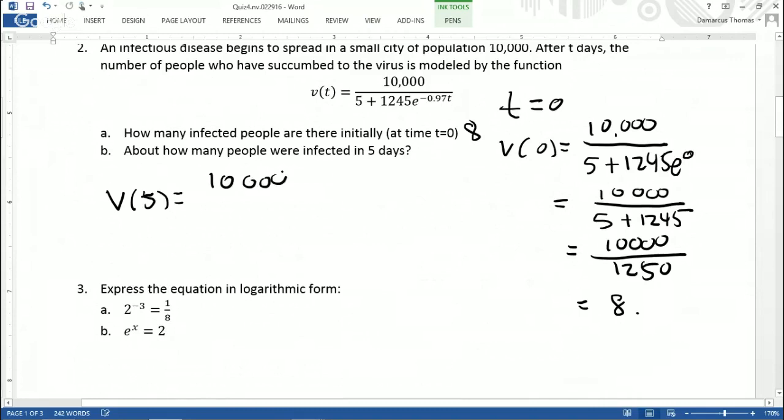Now, this is basically a calculator problem at this point, a scientific calculator problem. We get 5, and then e to the negative 0.97 times 5 is what you needed to do. And when you evaluate all of this, we get a number approximately, you can round it off, about how many people were affected. A good estimation would be 678.